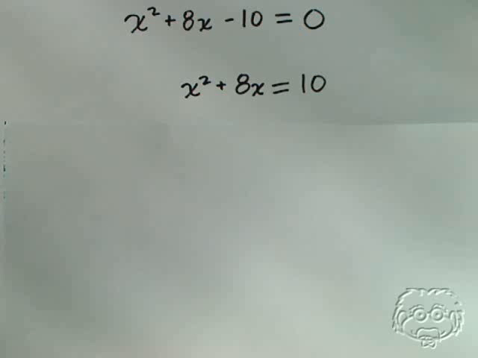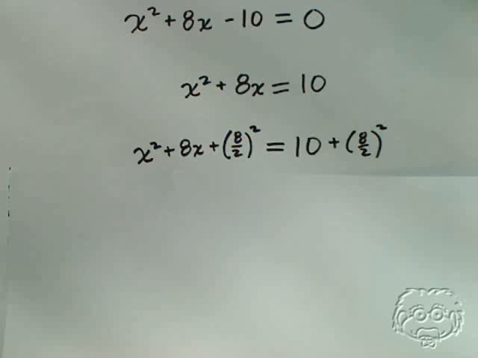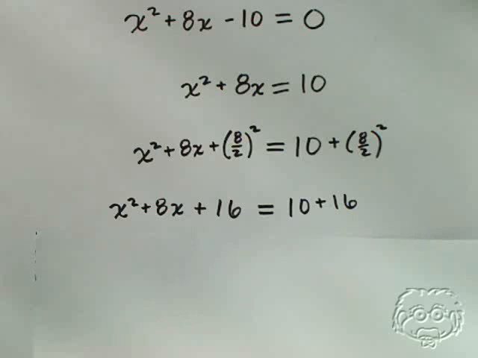Now, assuming we have no visible coefficient on our squared variable term, our next step is going to be to add half of b squared to both sides of the equation. Our b term is 8, so when we add half of b squared to both sides of the equation, it's going to look like this. X squared plus 8x plus 8 over 2 squared equals 10 plus 8 over 2 squared. 8 over 2 is 4, 4 squared is 16, and so we could rewrite the equation x squared plus 8x plus 16 equals 10 plus 16.